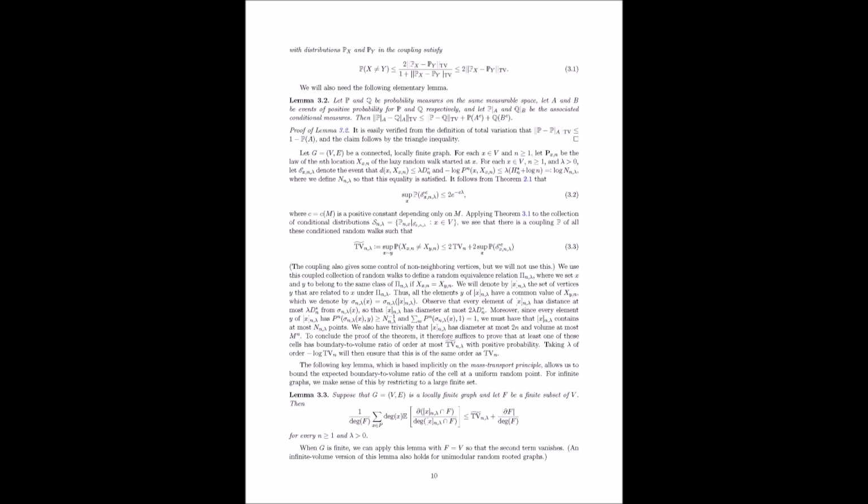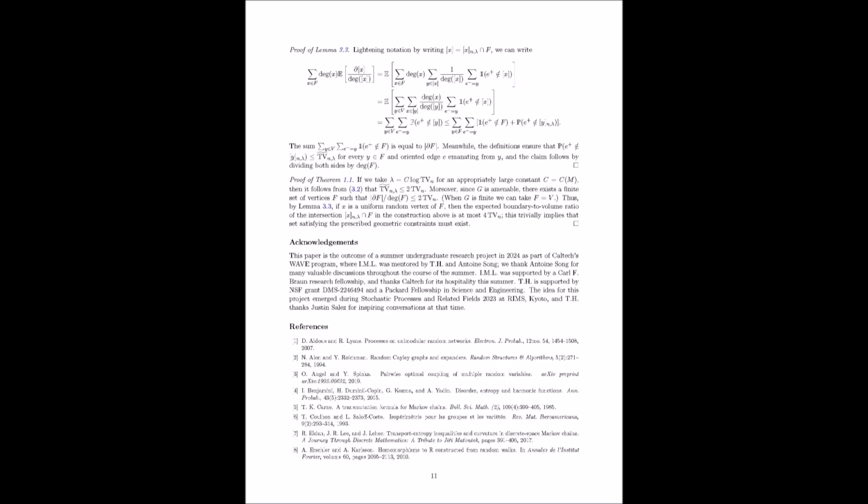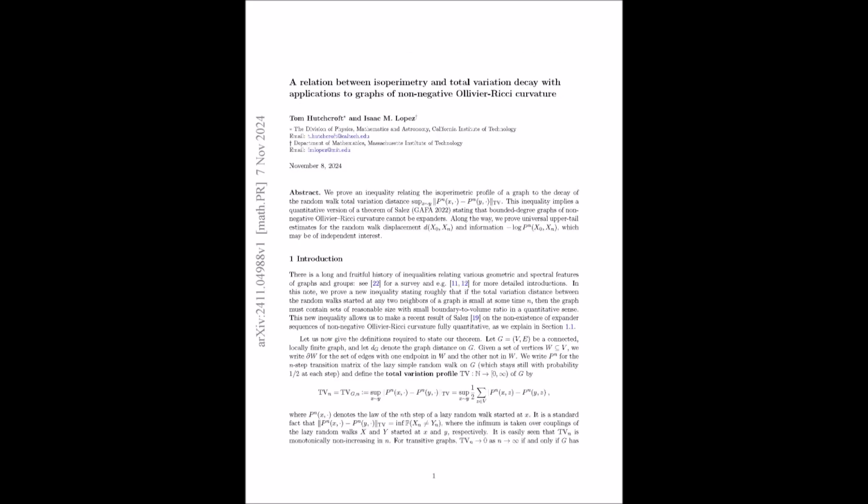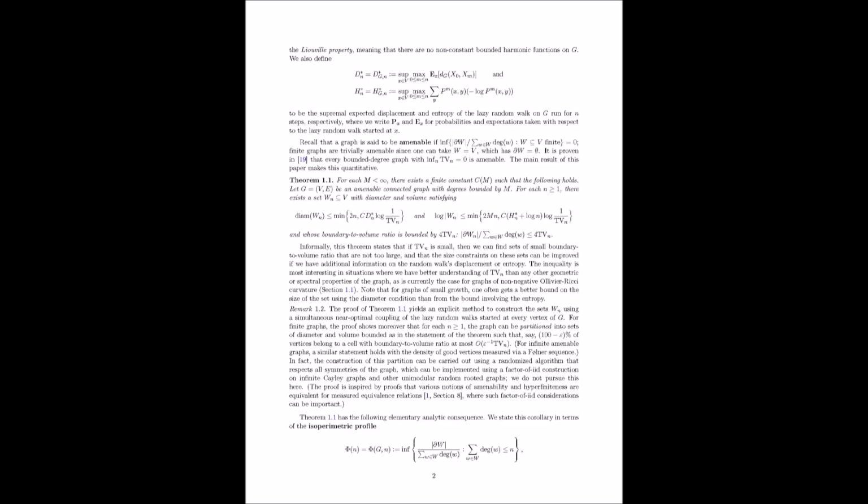And now, the big reveal, the main theorem of the paper, Theorem 1.1. Drumroll, please. This theorem says that if the total variation, TV sub-n, is small, meaning the random walk mixes well, then you're guaranteed to have sets of vertices that aren't too big in terms of both diameter and volume. And importantly, these sets have small boundary to volume ratios. So good mixing forces the graph to have these well-connected regions.